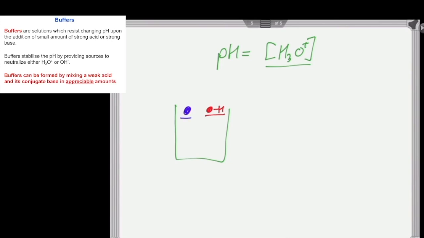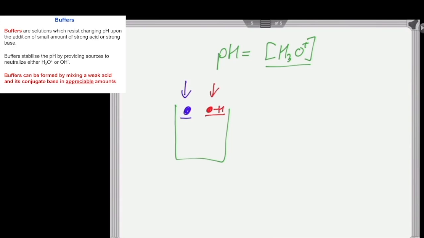These are the two components I have. Every buffer must be made up of an acid and its conjugate base. And they're always going to be a weak acid and its conjugate, or a weak base and its conjugate. You must have two components in the system.